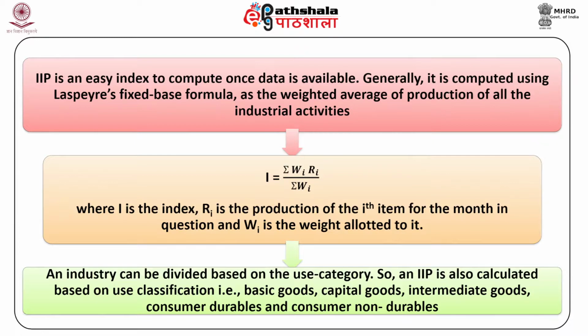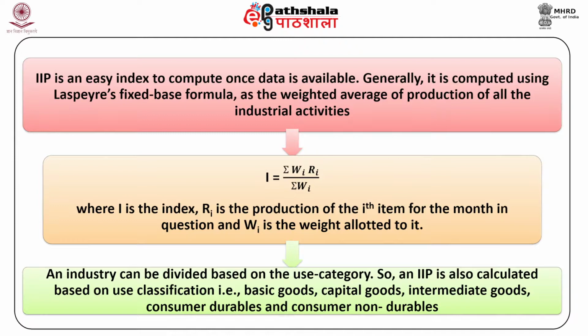That is, I is equal to summation Wi Ri divided by summation Wi, where I is the index, Ri is the production of the ith item for the month in question, and Wi is the weight allotted to it.